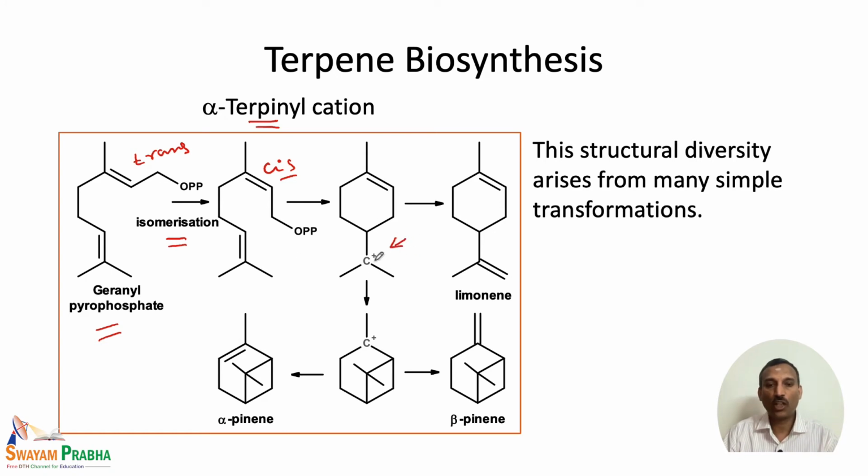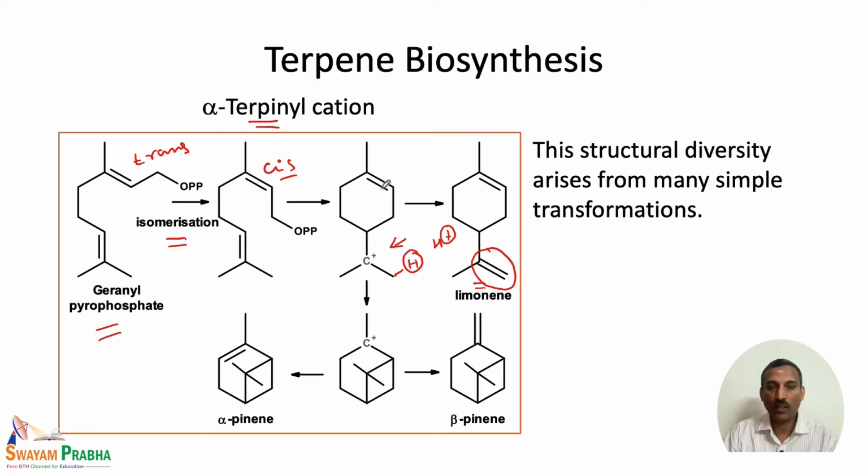Here we are only talking about the skeletal structures. I am not going to write about all the valency of each carbon. We are only going to look at the skeletal structure of all these compounds. From this particular cation, the alpha terpenyl cation, we get different types of systems. For example, this can lose a hydrogen atom here. Once this hydrogen is lost as a proton, we end up with a limonene moiety. We have a double bond here, formed by the loss of a proton. This is one type of elimination that leads to the limonene skeleton.